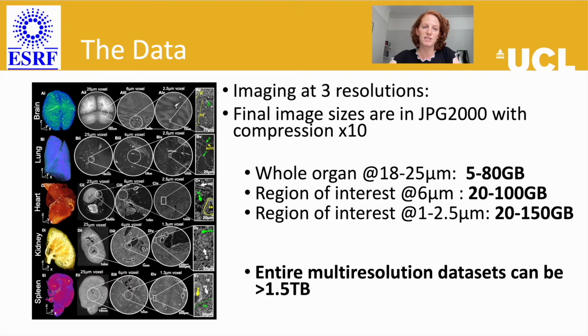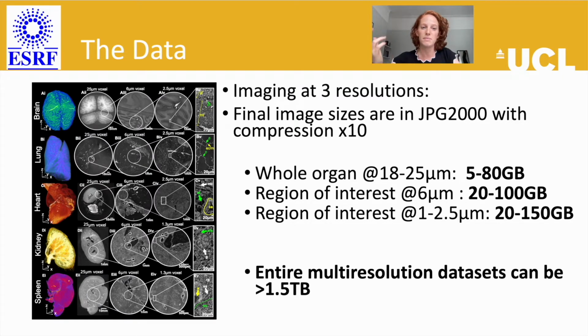Our final images are all compressed in JPEG 2000, which is about a 10 times compression, but still we end up with these very, very large data sets. So our whole organs at 25 micrometers are anywhere between 5 to 80 gigabytes. That's with the 10 times compression.